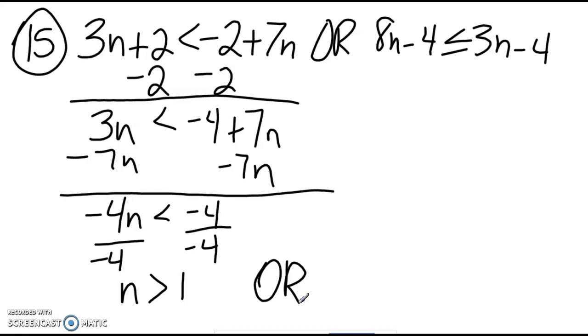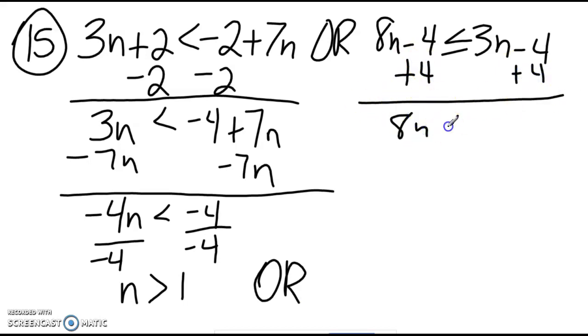Okay, so the second inequality, Gabby, first step, what do you think we need to do? Add 4. So we get 8n is less than or equal to 3n plus 0. Correct? Okay. Evan, what do we do now? I'm going to put plus 0 just for fun. Well, we need to get all of our n's on one side. Subtract 3n.